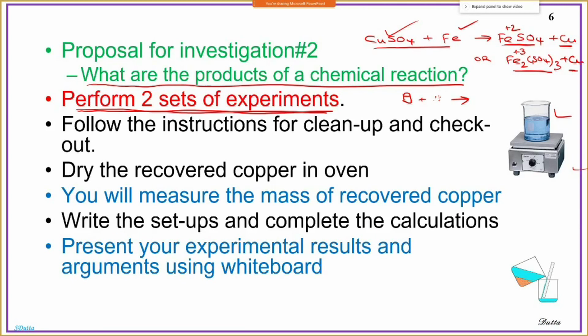Okay. Don't think that if you are student A and another student is B, this is the common mistake. Some students think, oh, I'm doing one reaction and my partner is doing another reaction. No. You are all doing the same reaction. You don't have any control. You are following exactly the same procedure. You are taking the same amount of the reactants, and then you are going to recover one of the products, to figure out which chemical equation is the correct one.